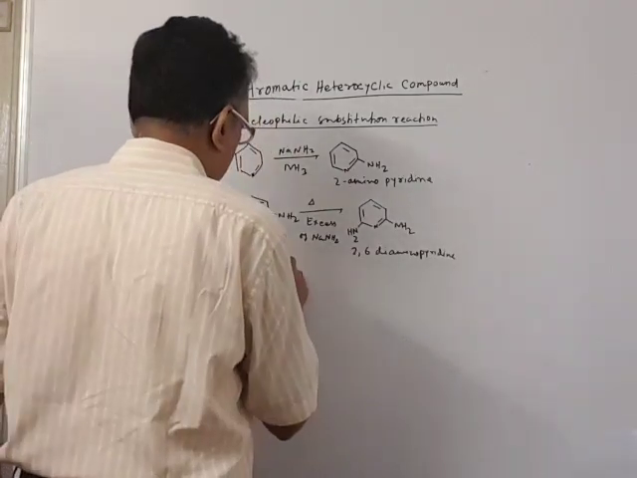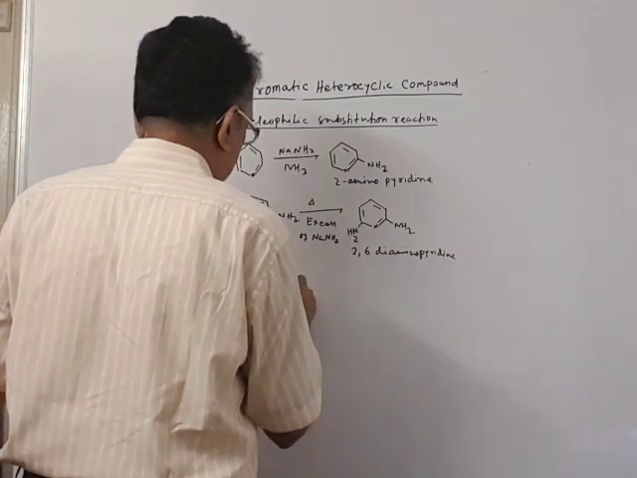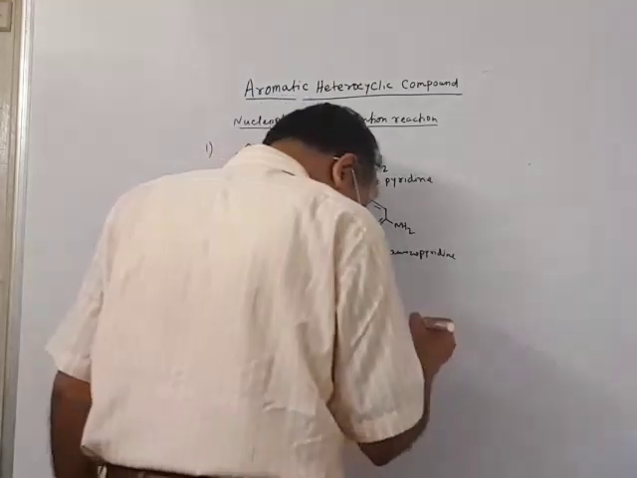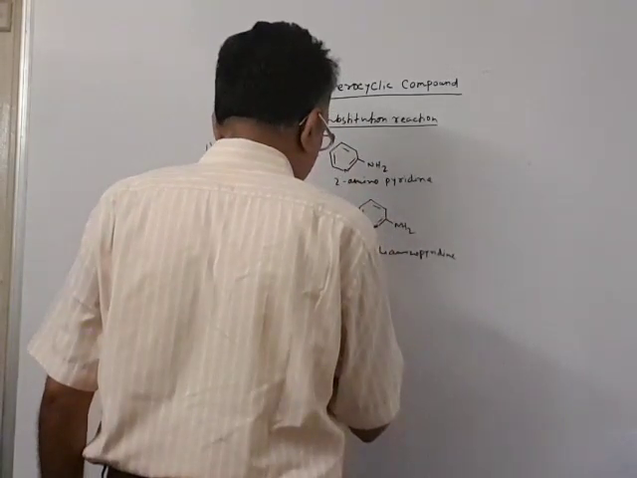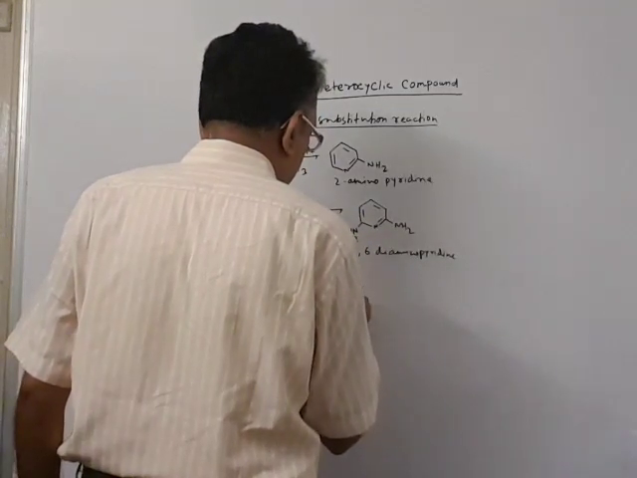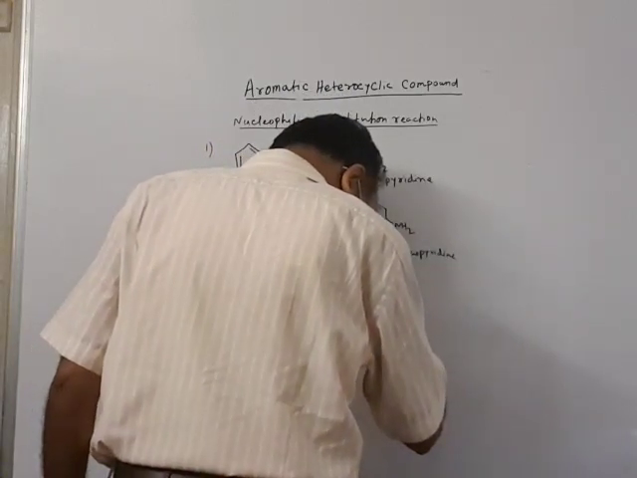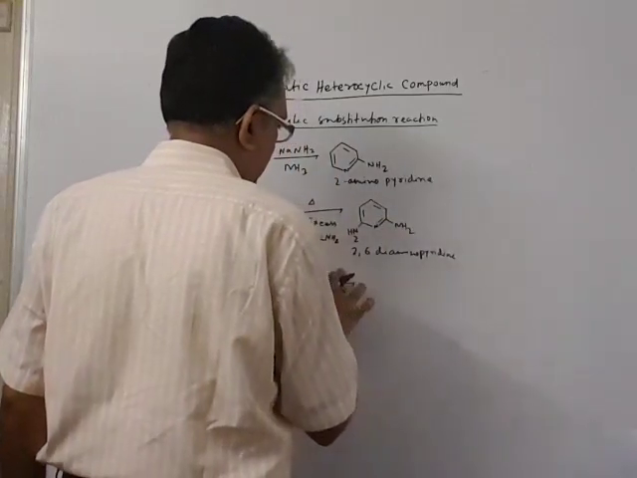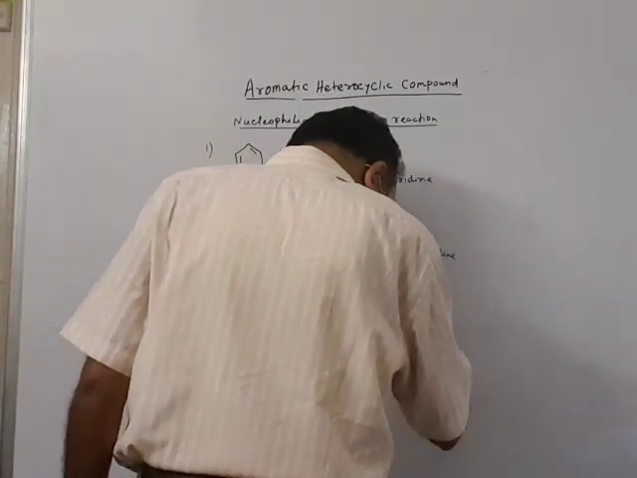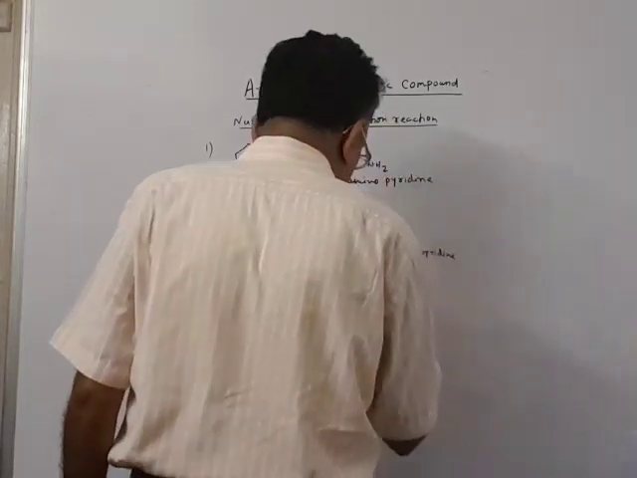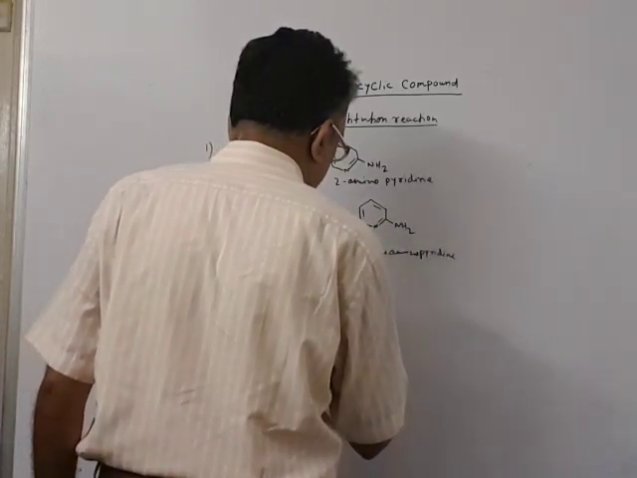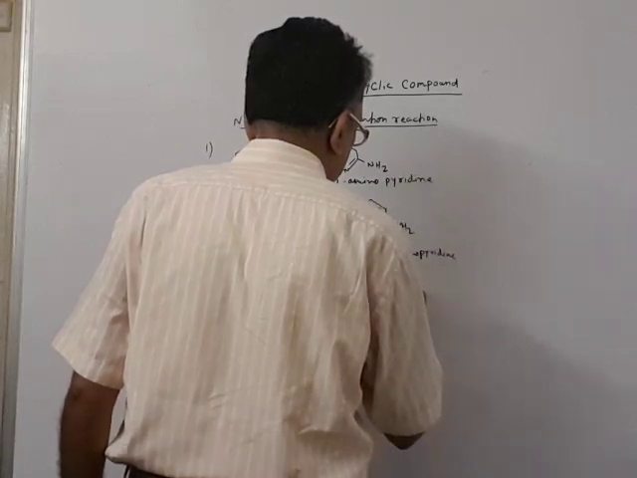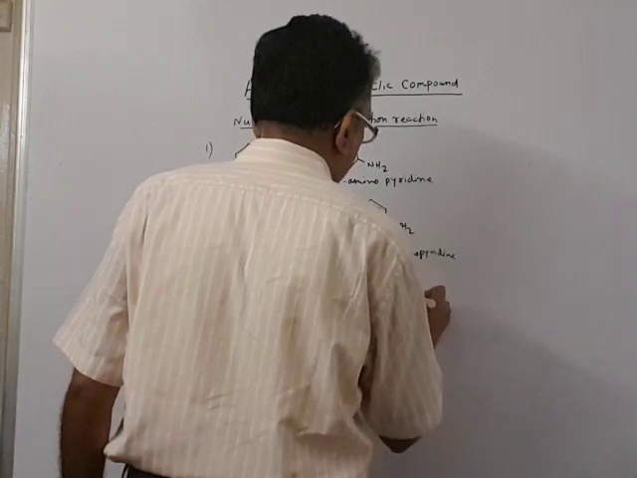this 2-bromopyridine is treated with KOH at 400 to 450 degrees temperature, we are getting 2-amino pyridine. This product is formed, 2-amino pyridine.